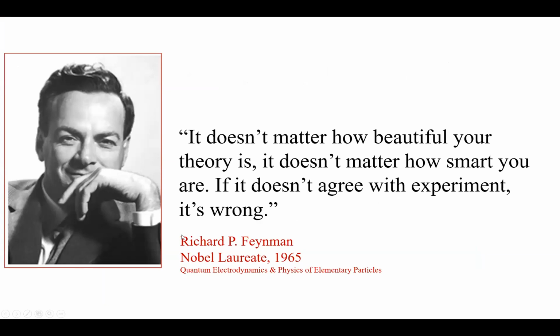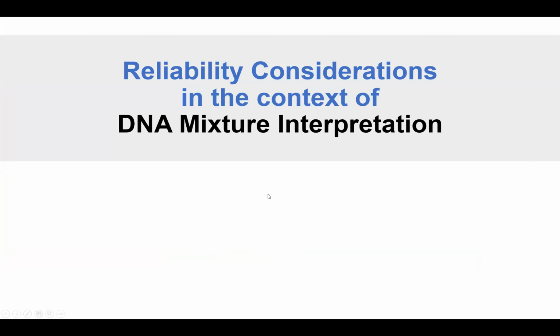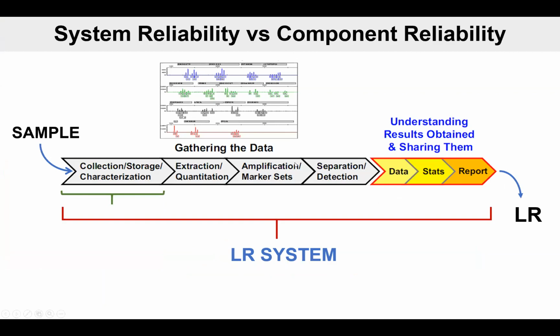So now let's go to reliability considerations in the context of mixture interpretation. We talked about the LR system before. That's the entire pipeline going from sample acquisition to a weight of evidence number. It has many steps. There are components. One can study the reliability of each component, and that gives us some information of what we can expect for system reliability. But the only way that you're going to check system reliability is to test the system.